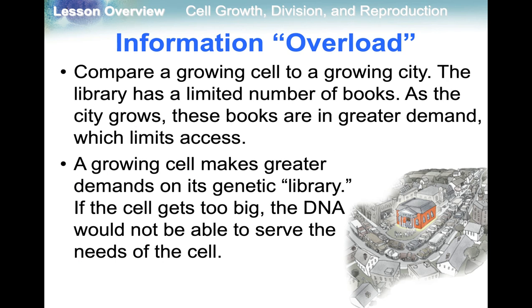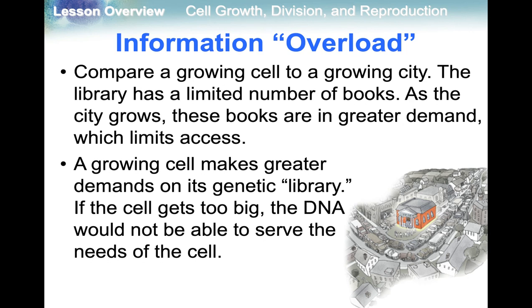So we're going to continue with our analogy that we used in the last chapter. We're going to continue comparing our cell to a city. So we're going to compare a growing cell to a growing city. Now, when we do this, we want to think about the library that's in our town. Our library only has a certain number of books. As that city grows, these books are in greater and greater demand, which limits access to those books. A growing cell makes a greater demand on the genetic library, which in this case would be our DNA.